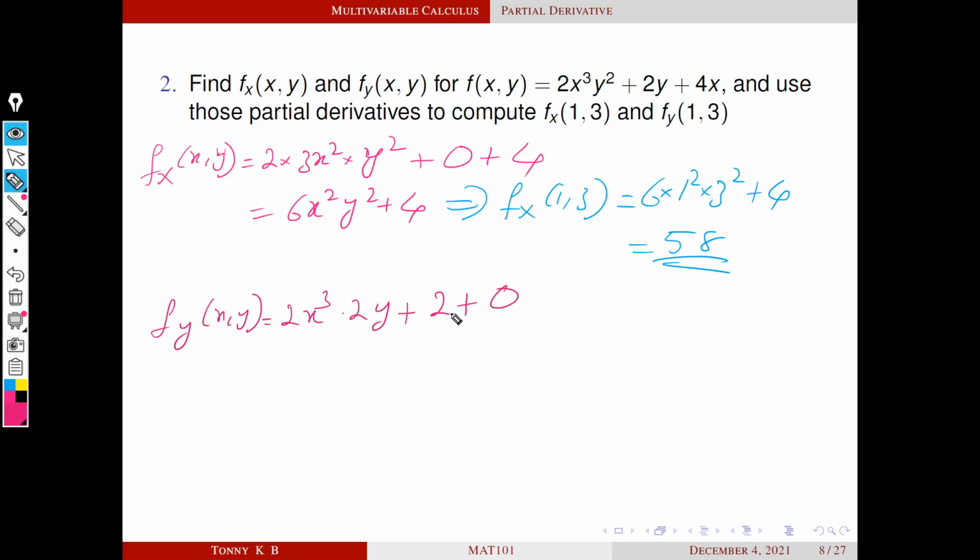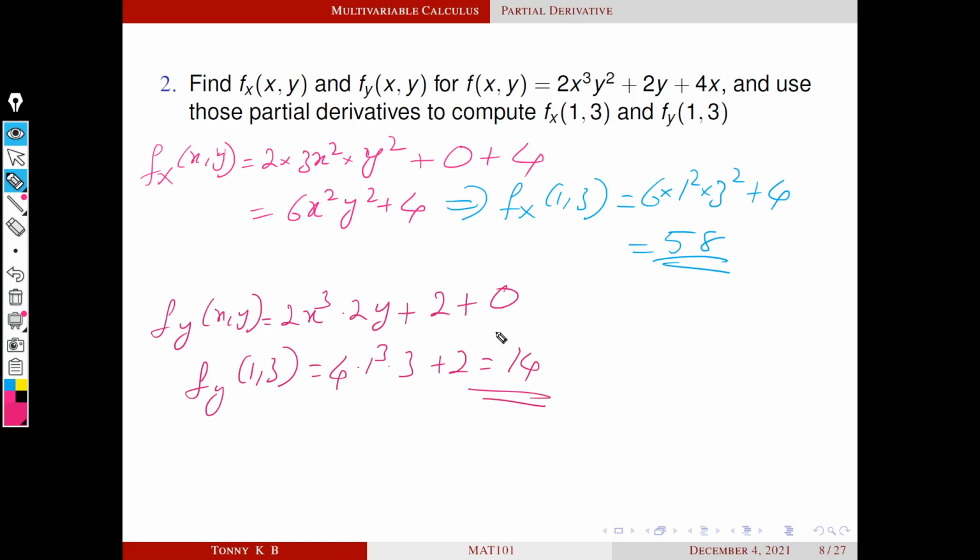So this is the derivative. Next, you simply substitute 1, 3. Then that gives fy(1, 3). So that is 4 into 1 cube into 3 plus 2, that is equal to 40. Same as our previous case.